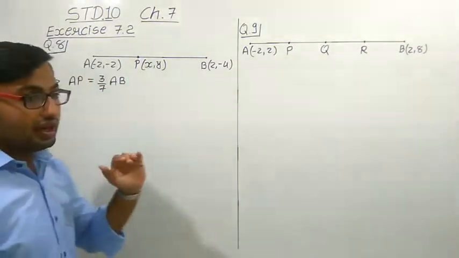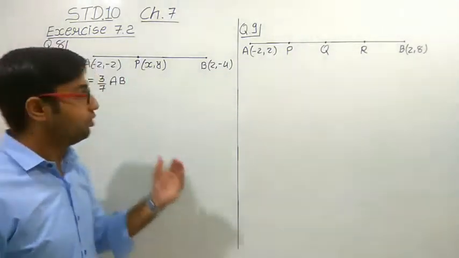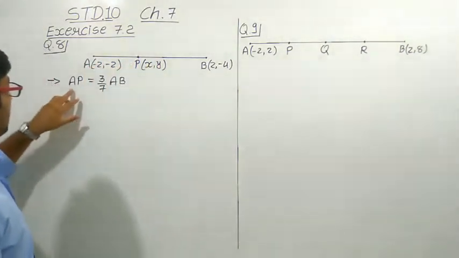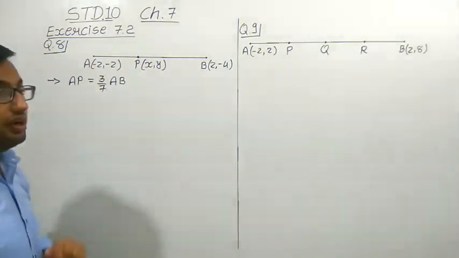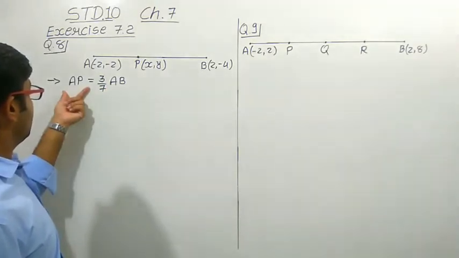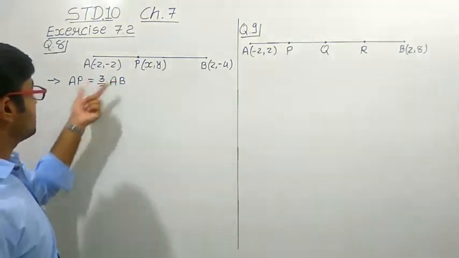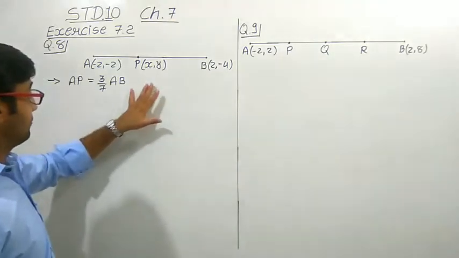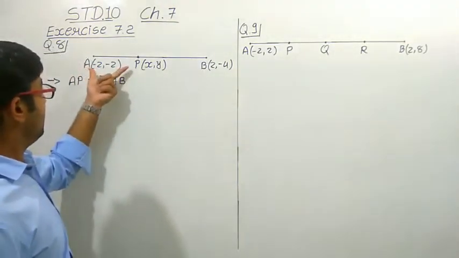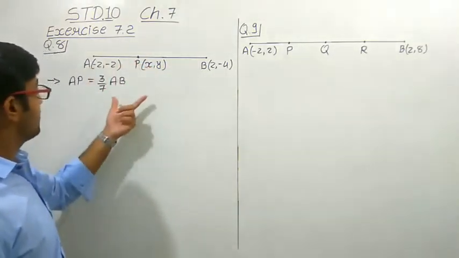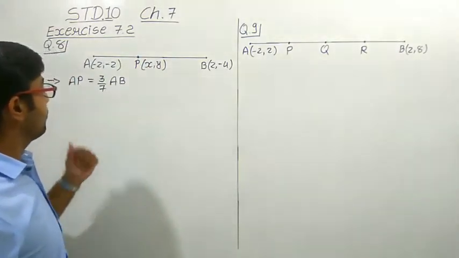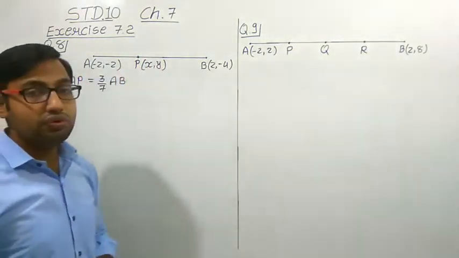Here we are not directly given the ratio m1 and m2, that is AP to PB. What is given here? AP is equal to 3/7 AB. So when we take this AB to the left hand side, it will divide the AP. AP upon AB is 3 is to 7. But when we want to use the section formula, we must have the AP to PB ratio. But this ratio is what? AP to AB total. So first of all we have to find the ratio AP to PB.